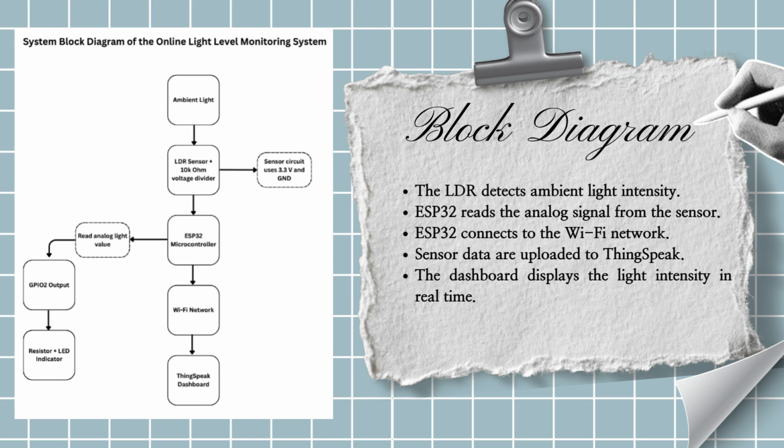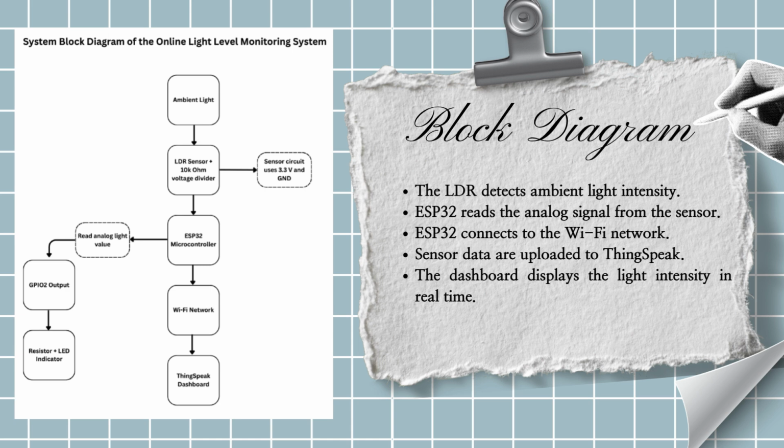Next is the block diagram of our system. The process begins with the LDR sensor detecting the surrounding light intensity. Since the ESP32 can only read voltage up to 3.3 volts, the LDR is connected with a 10 kilo ohm resistor to form a voltage divider. This converts the change in resistance into a measurable voltage signal.